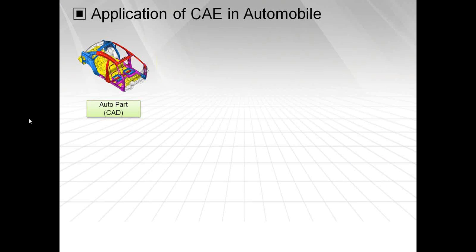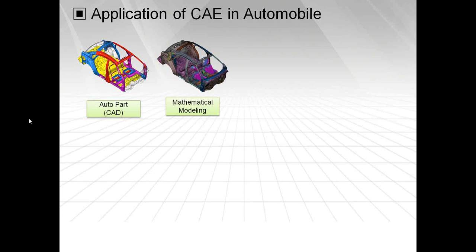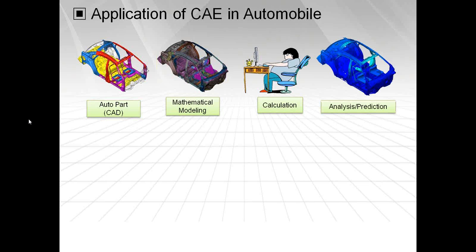So let's begin with some simple facts. When you're using CAE in automobile industry, there's a lot of work to do. The first one is the CAD modeling of the car body. Then you have to do the mathematical modeling, so it is actually the modeling special for the CAE. Then you have to find an analyst to analyze all that, to make the right condition and everything. And finally, you will get, if you're lucky, the right analysis and predictions.